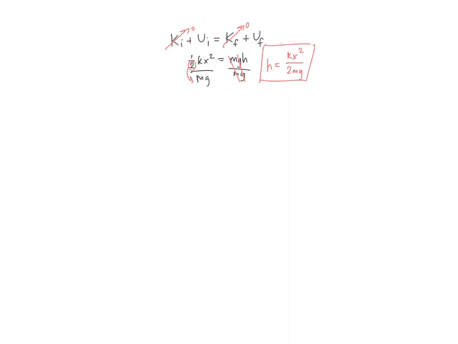Remember, sometimes you have to derive the equation in order to linearize it. Other times, like with the period of a mass spring system, you already know the equation. It's given on the formula sheet, and you just linearize that equation.